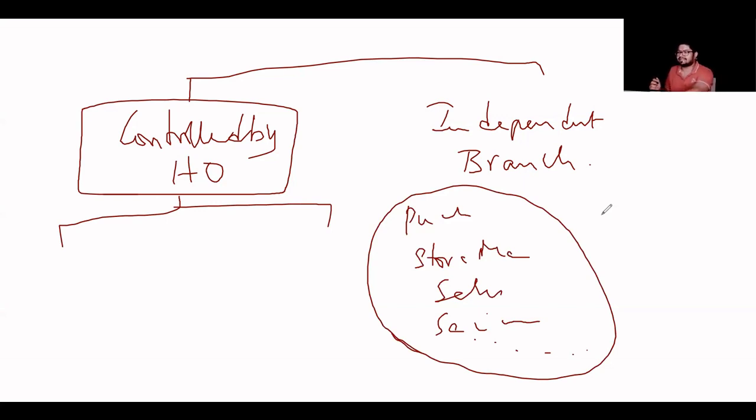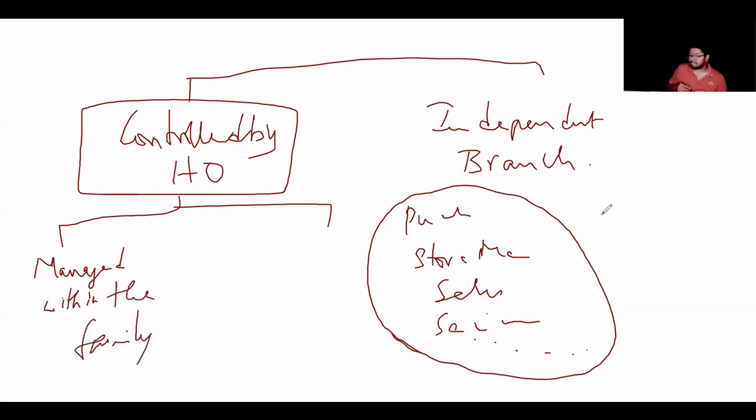The first one is a branch completely managed within the family. That means the party who is sitting in the branch is trustworthy. Second, a branch managed by others.